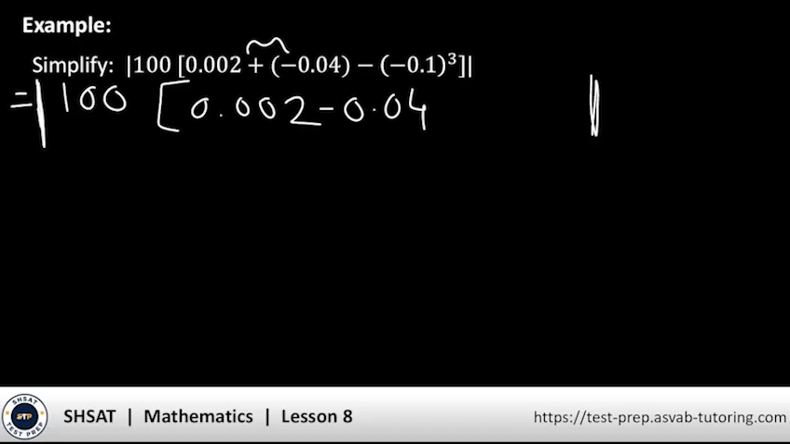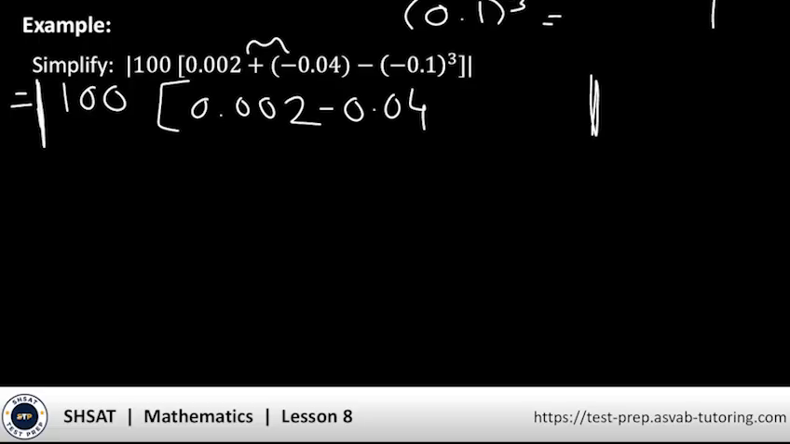And then you have a negative sign here, and you have negative 0.1 whole cubed. So what does that mean? 0.1 whole cubed, what does that mean? That means 1 times 1 times 1, which is of course 1. But you remember what I showed you? If you have 0.1 to the power of 3, that means 0.1 times 0.1 times 0.1.